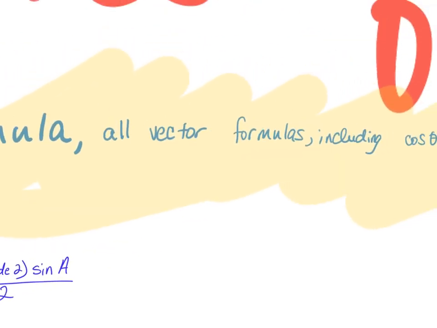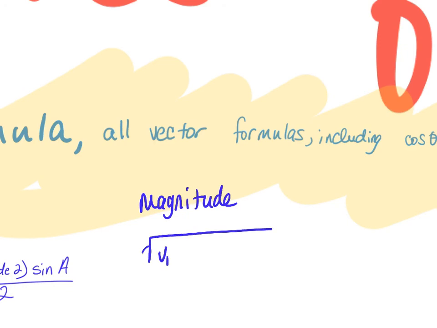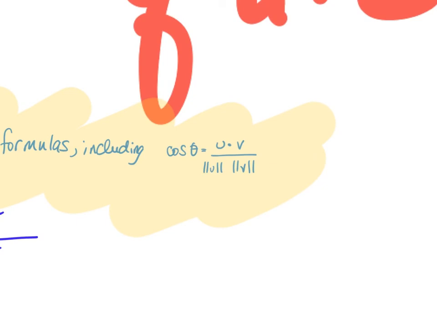All right, vector formulas. You need to know how to find the dot product, right? Dot product is first times first plus second times second. You need to know magnitude. Magnitude is when you take the square root of the first part of the vector squared plus the second part of the vector squared. And then the formula for the angle between 2 vectors is that dot product in the numerator divided by the magnitude of u times the magnitude of v.